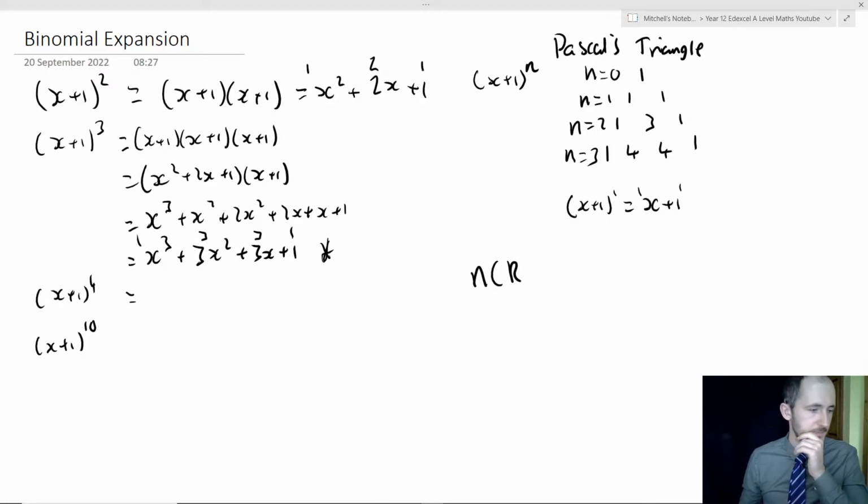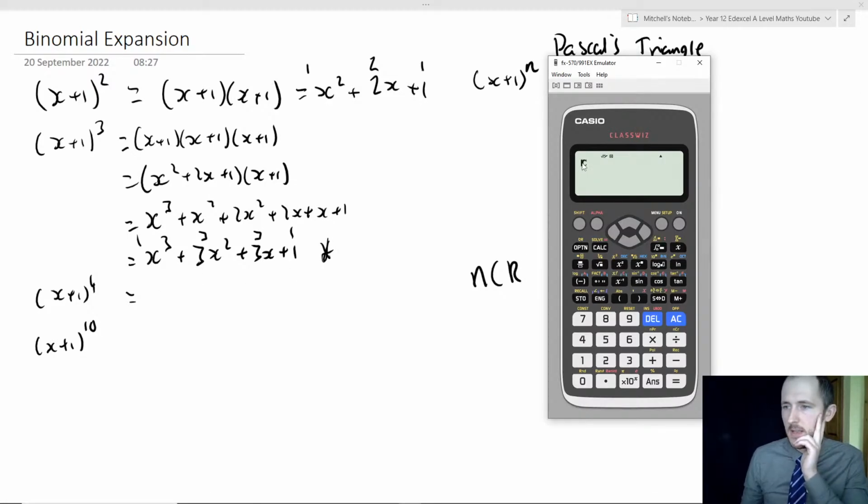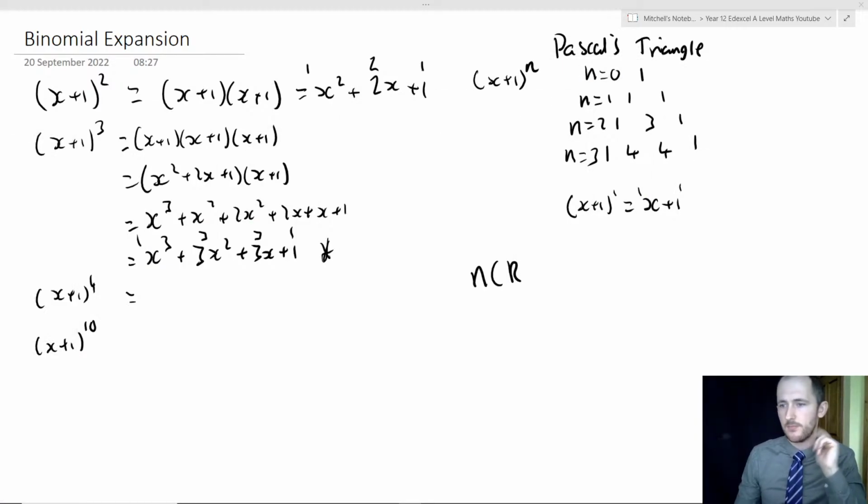Okay? So the n part of the nCr is the power of the bracket. So in this case, if you look at the cubed, the power is always 3. Okay? And the r is what place you are. So are you looking at the first term, the second term, the third term, the fourth term? But, and if you're doing computer science, you might recognize this, counting starts from 0. 1 isn't the first one. So just to reiterate, n is the power of the bracket.